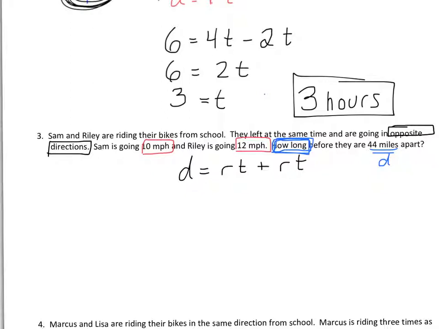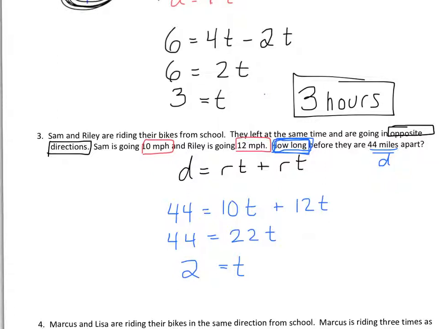So the distance apart is 44. The rate for Sam is 10. And the rate for Riley is 12. So 10t plus 12t. So 44 is equal to 22t. And when I divide by 22, what do you get, Damien? Excellent job. You get 2.